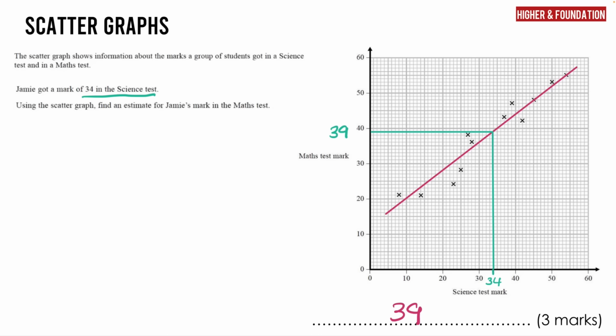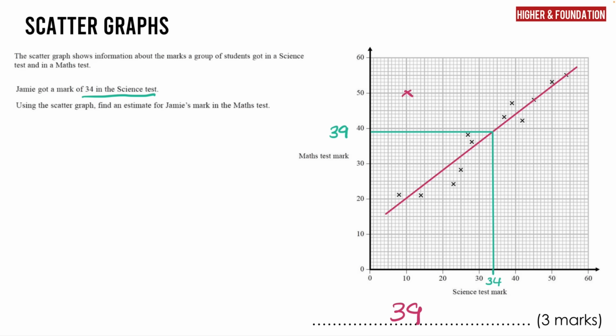You can also be asked about things like outliers and why they're there. So something like this, you could have an outlier that's nowhere near the points, and maybe you would say, well, this is just somebody who does better at maths than in science. And sometimes you can be asked to give reasons for them like that. But there we go, there is a scatter graph and all the little bits and bobs that you can be asked about them too.